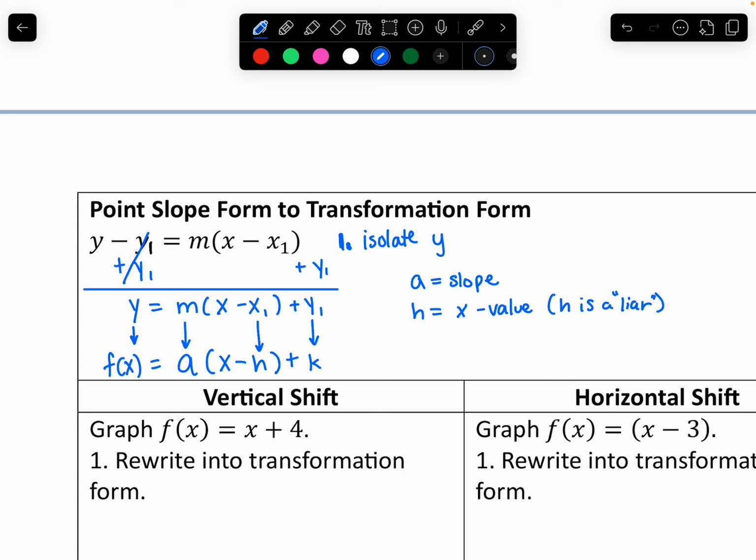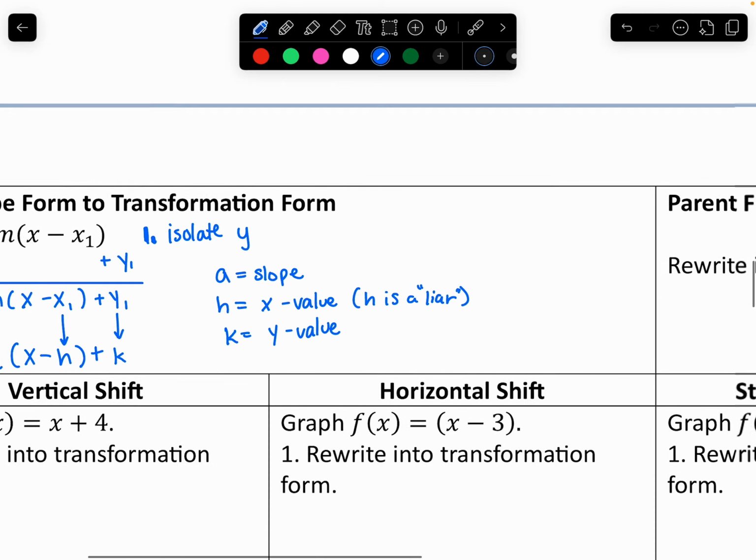It is the opposite sign. And k is just your y value, and k is the one that's telling the truth. I always say that if you're a liar, you usually go into hiding. So it's hiding behind the parentheses, and k is outside, meaning it's telling the truth. Okay, so k is your y value.